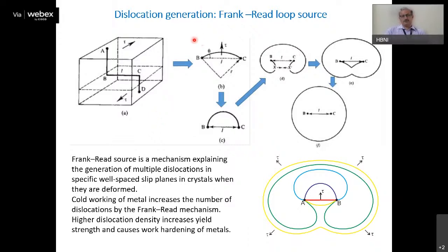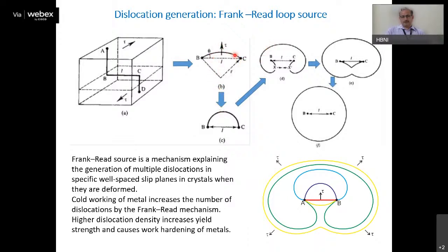For example, there is the Frank-Read loop source. When you have a dislocation line, and suppose it is anchored at these B and C points, and you apply shear stresses in this direction, the dislocation movement will not happen at these points. In this case, your dislocation line will be bowed. And then as you go on applying these shear stresses, this eventually becomes like a loop. So this is how it evolves.